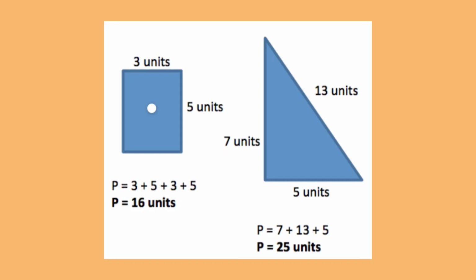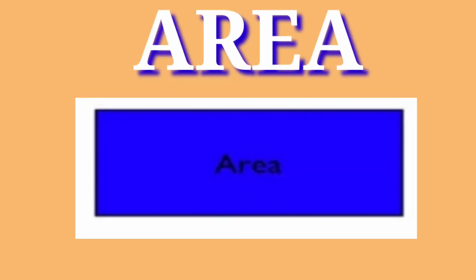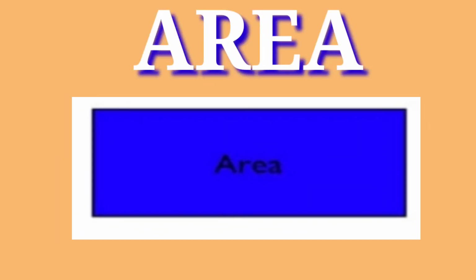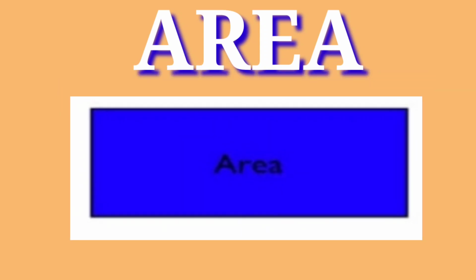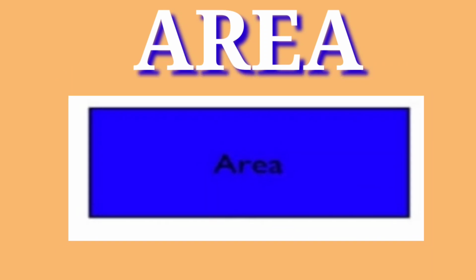Now, look at the figure. In the figure, the perimeter of the rectangle is 3 plus 5 plus 3 plus 5, which is equal to 16 units. But the perimeter of the triangle is 7 plus 13 plus 5, which is 25 units. But area is the space occupied by a flat shape or the surface of an object. Actually, it is the amount of space contained within the boundary.